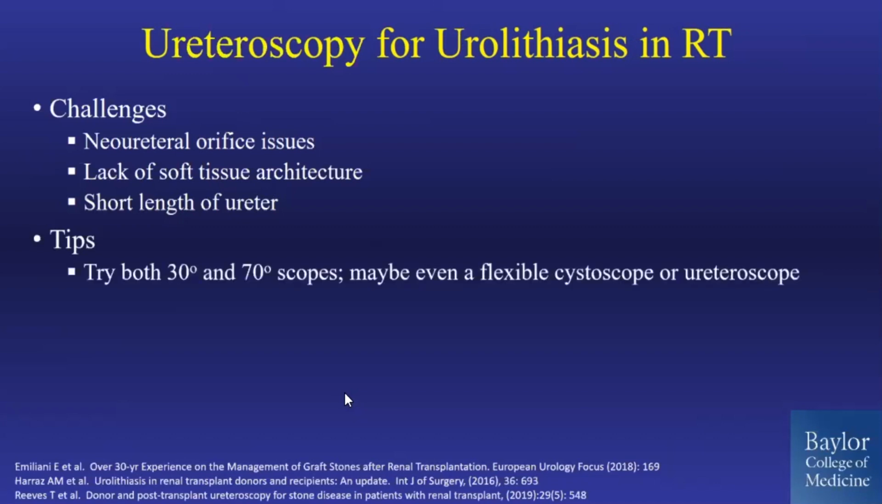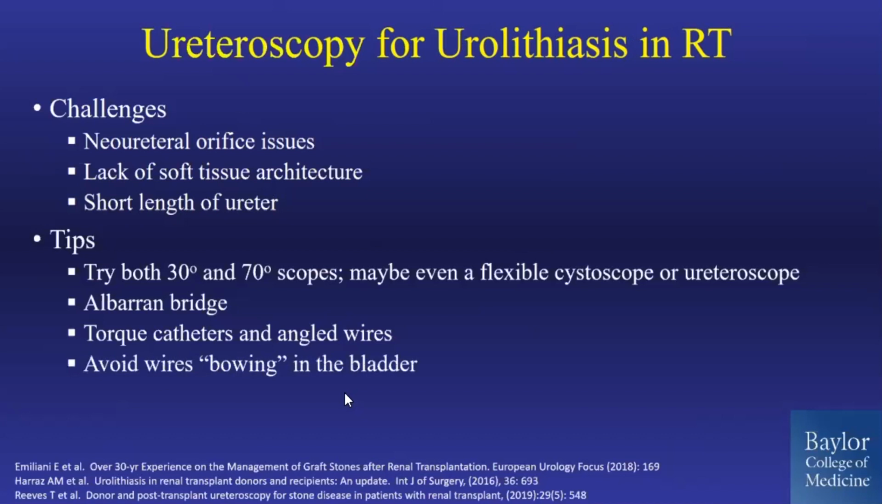Use both a 30 and a 70 in these patients if you can't get the angle right with the 30. And maybe even use a flexible scope. I've certainly had a lot of success with both the flexible cystoscope or ureteroscope. Liberally use your Alvarán bridge and your angled catheters and your angled wires. These are all going to help you to make those impossible turns.